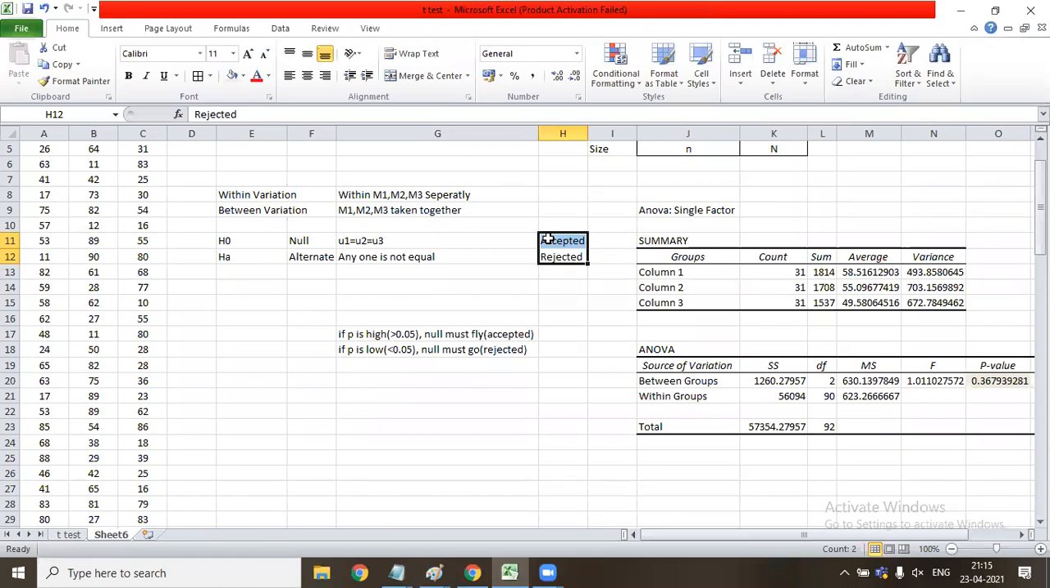So when you take the population mean of M1, M2 and M3, 95% of the time they will be the same.